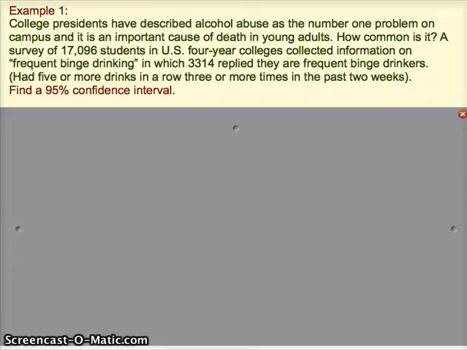Okay, first one here. Why don't you pause me and read this? Okay, assuming you've done that, you actually should be able to do this work. We've done confidence intervals before, so why don't you take a second and see if you can lay the work out for this. Pause me again.